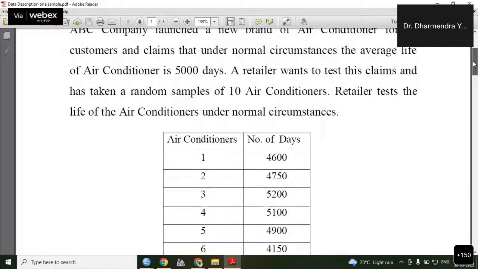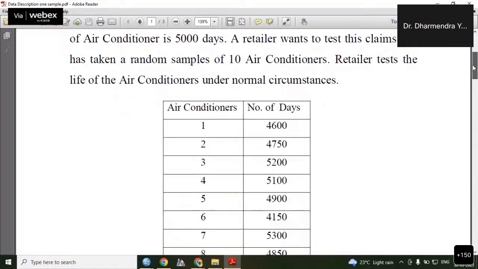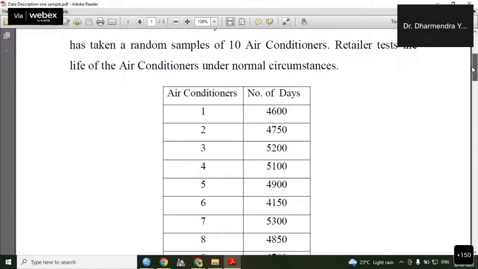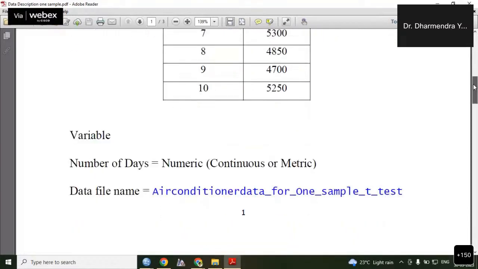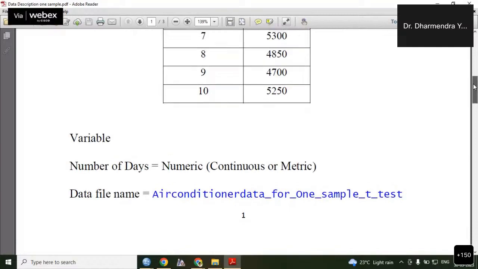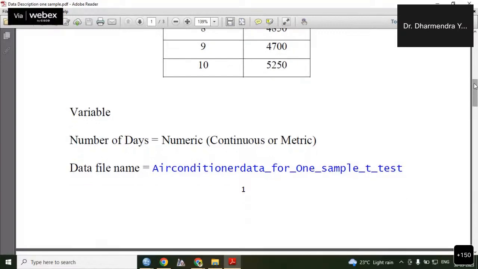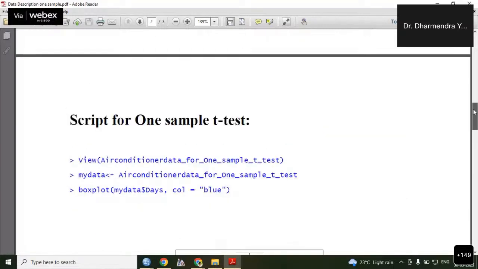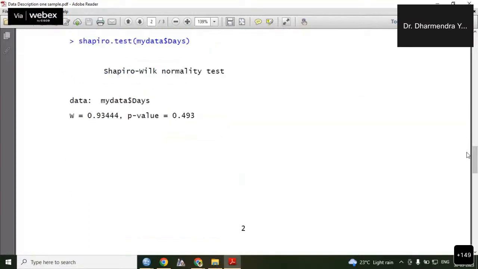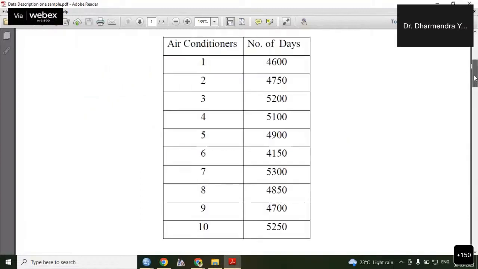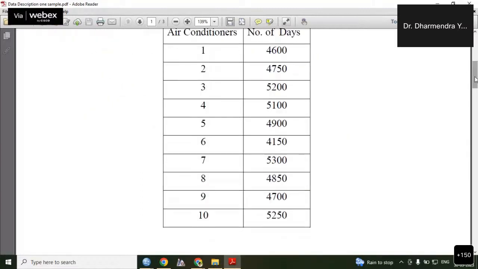Now these are the air conditioners. One, number of days is 4,600. Two, so this is our data, right? Number of days is a numeric variable, and it is continuous. Now we will enter this data into SPSS and perform the single t-test, right?